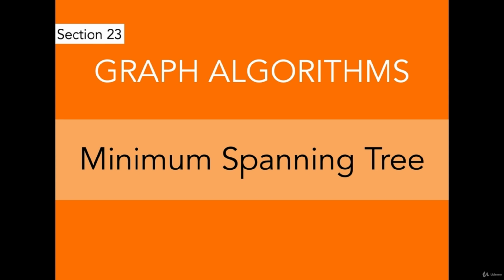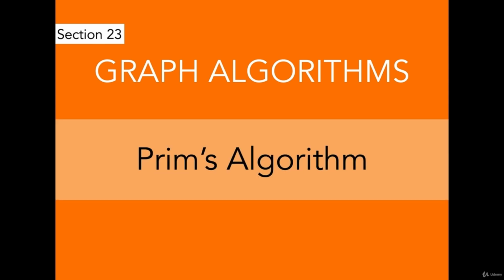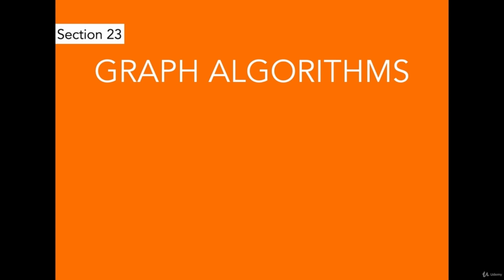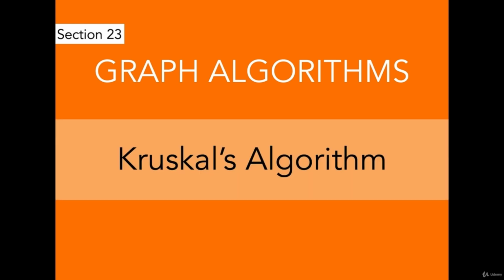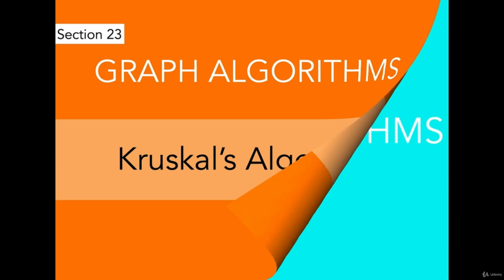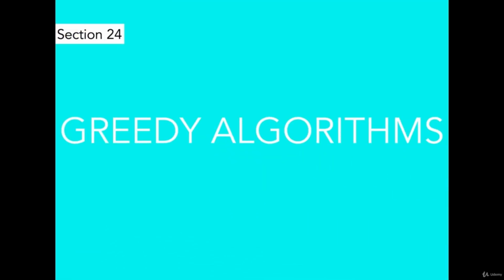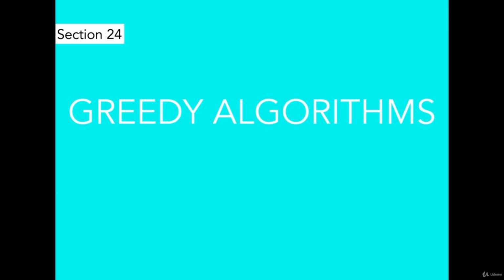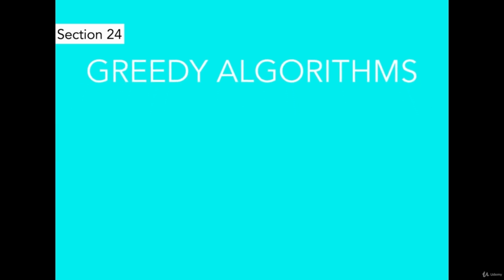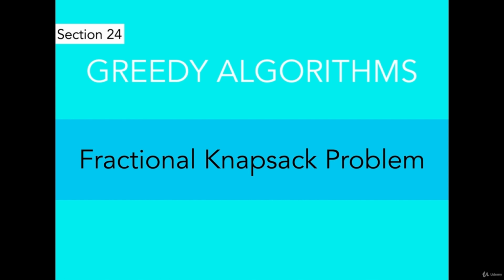Then from here, we will continue to the minimum spanning tree, which is a special type of graph. And we will solve this problem using 2 different algorithms like Prim's algorithm and Kruskal algorithms. Then with this, we conclude the graph section and we move on to the next section, which is called greedy algorithms. So here we talk about which algorithms use greedy approach, and we solve problems like activity selection problem, coin change problem, and fractional knapsack problem using greedy approach.